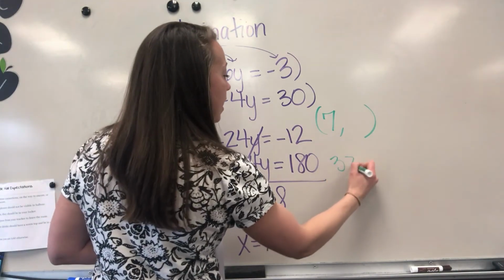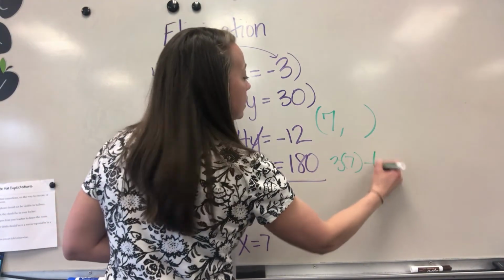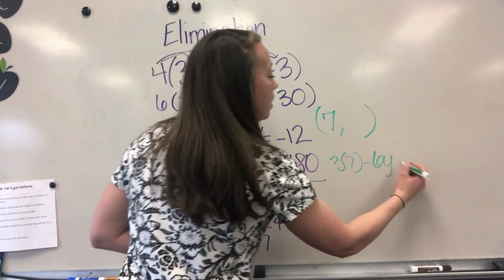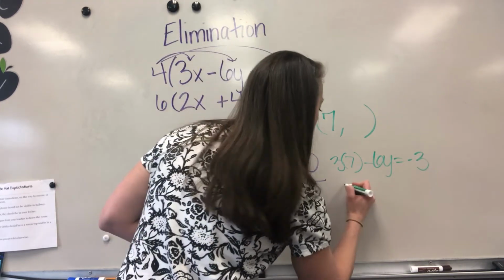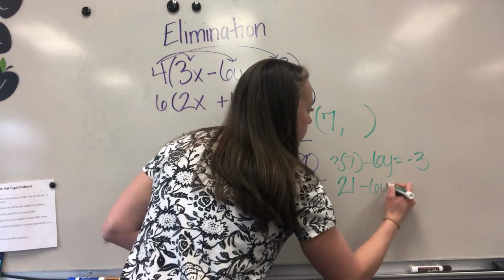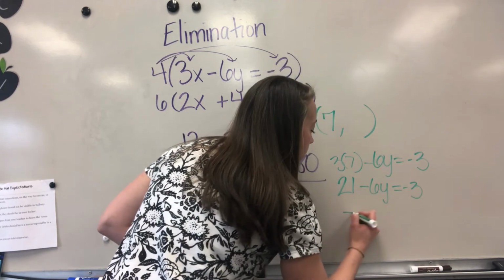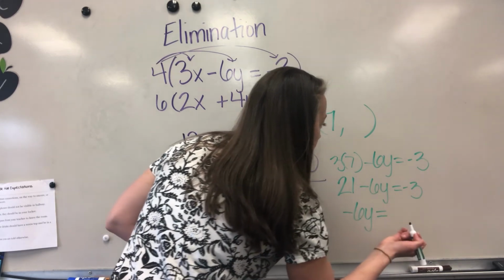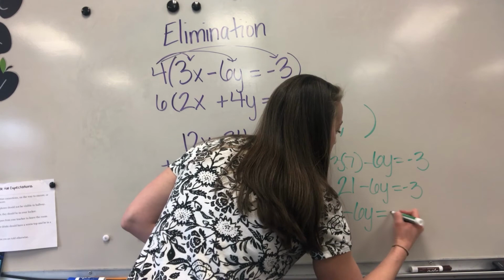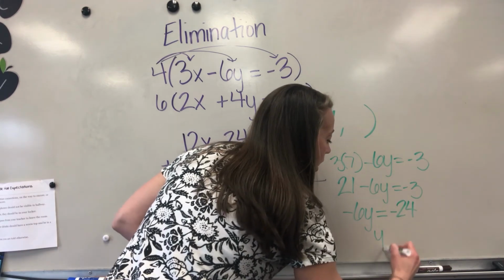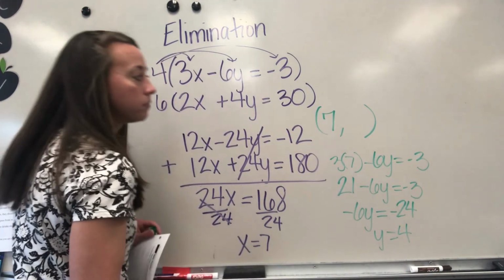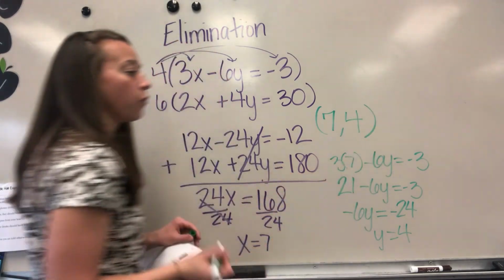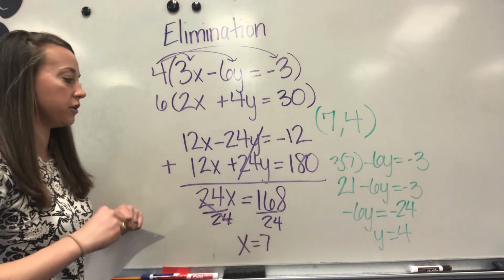So 3 times x minus 6y, and x is 7, equals negative 3. So 21 minus 6y equals negative 3. Negative 6y is going to be negative 24. So y is going to be 4. So 7, 4 is going to be where these 2 lines would intersect each other.